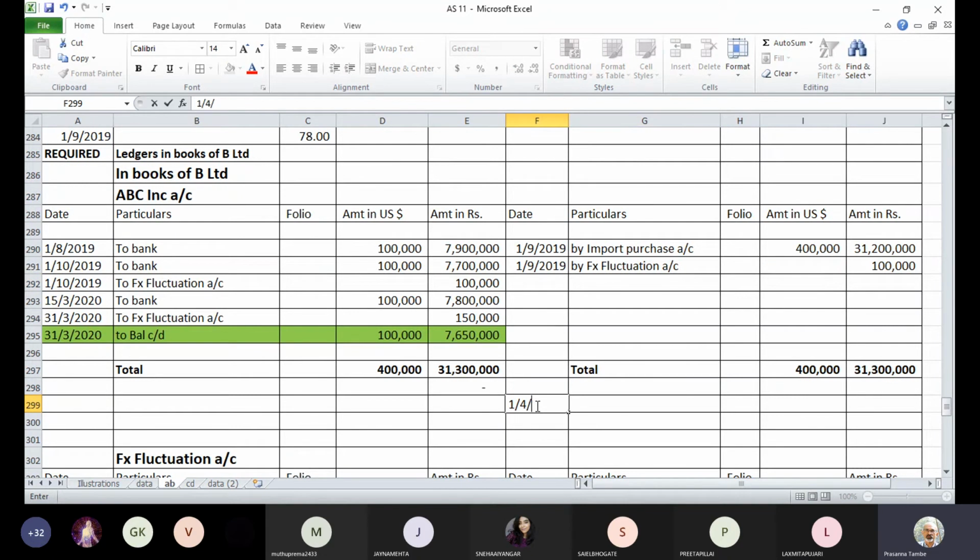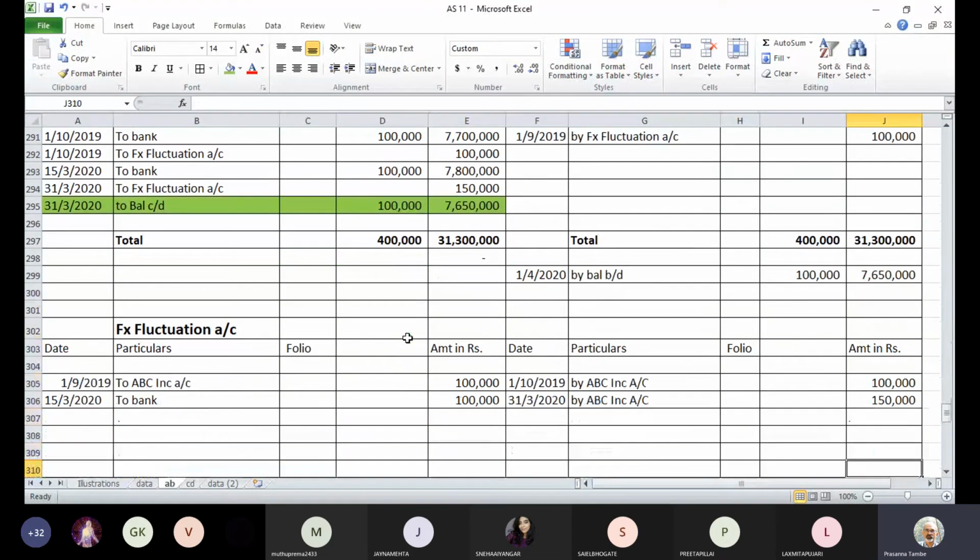1st April 2020 by balance brought down. Balances are 1 lakh in dollars and 76.5 lakhs in rupees. That is carried forward to the next year. And this account we have to close by transferring the balance to profit and loss account at the end of the year. Let us see what is the net position, profit or loss.